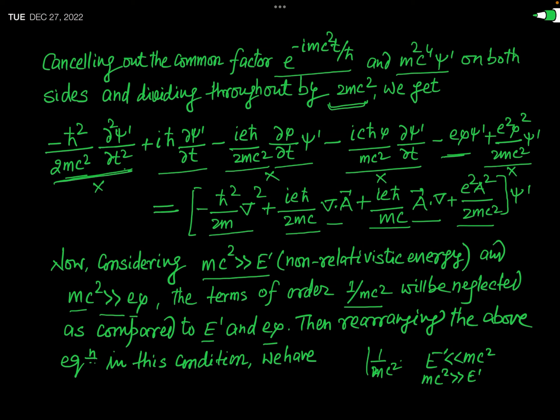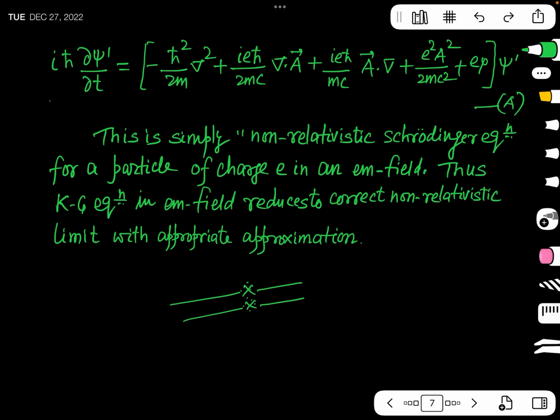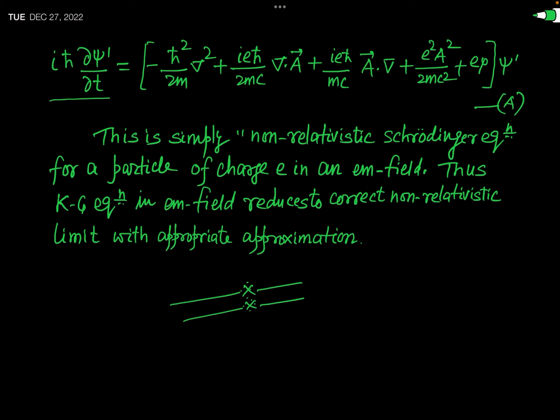So, in fact, in LHS, neglecting all the terms which are very small, only one term will remain, and that term is the one I am just ticking here. You can see this is i h bar del psi prime by del t. So in LHS there is i h bar del psi prime by del t.